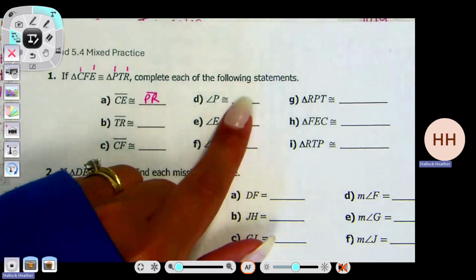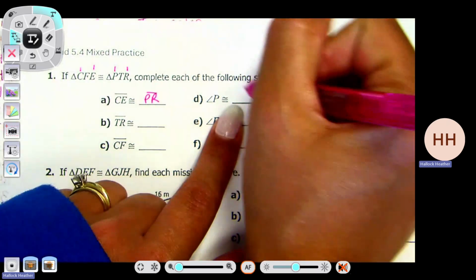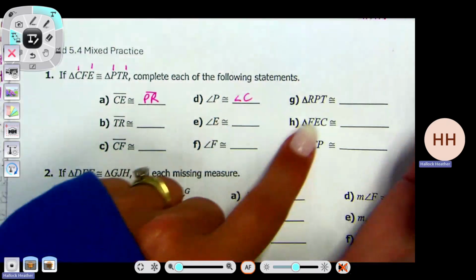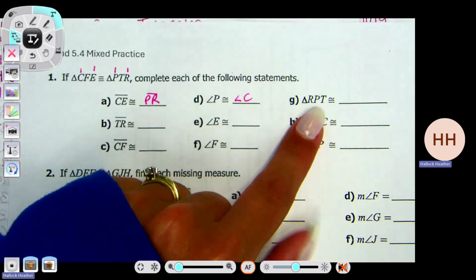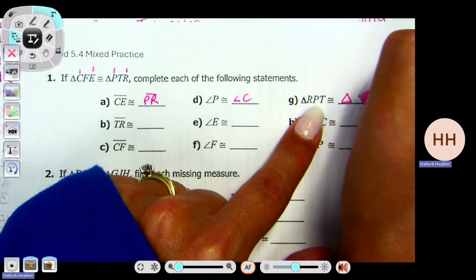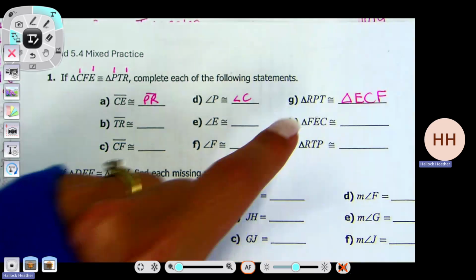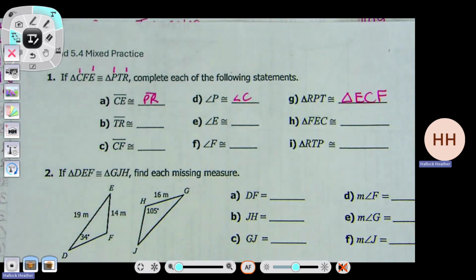So what does angle P match with? PR. Wait, no, see. C. What does triangle RPT match with? TCF. I'm not going to go over all of these because you're going to turn it in.